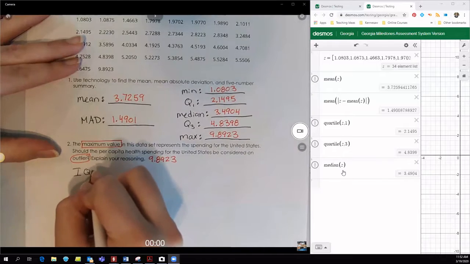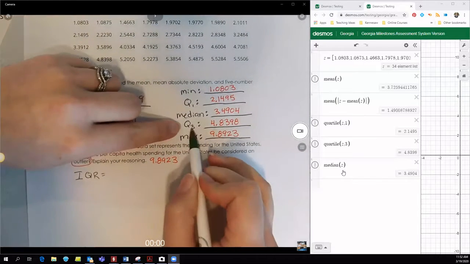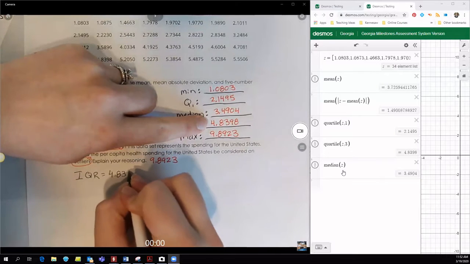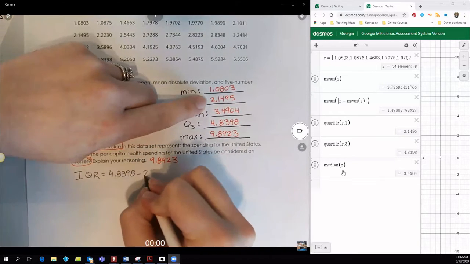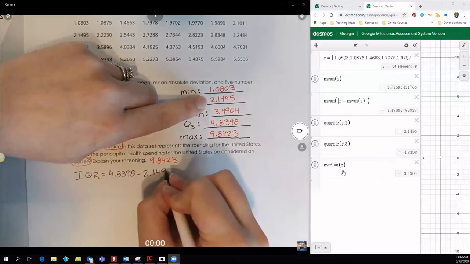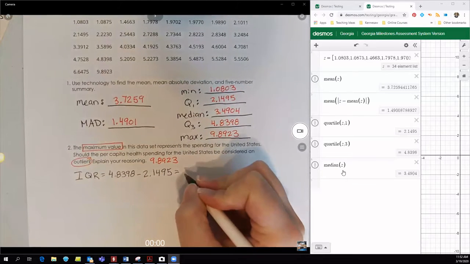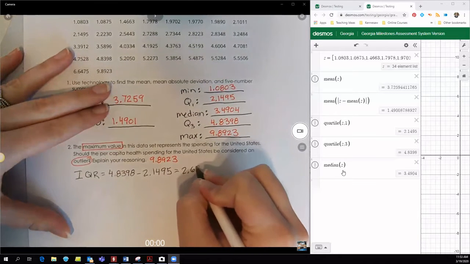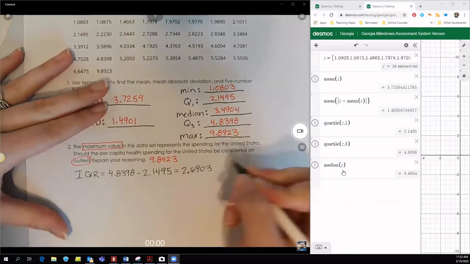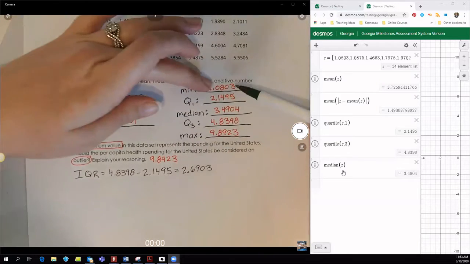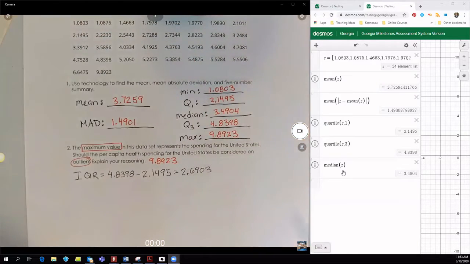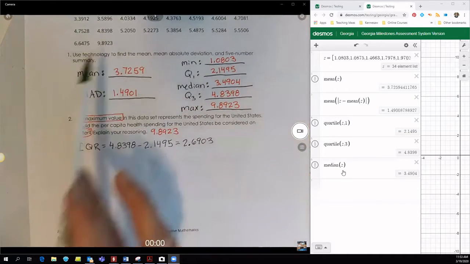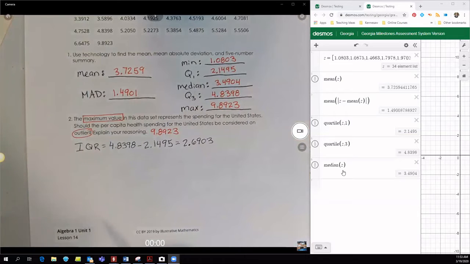So our interquartile range here is going to be our Q3 minus our Q1. So I'm going to take 4.8398 and subtract 2.1495 to find that difference, to find my interquartile range, and that number is 2.6903. Notice I rounded all of my numbers 4 spaces past the decimal because my data set had that as well. Okay, so now I have the interquartile range.